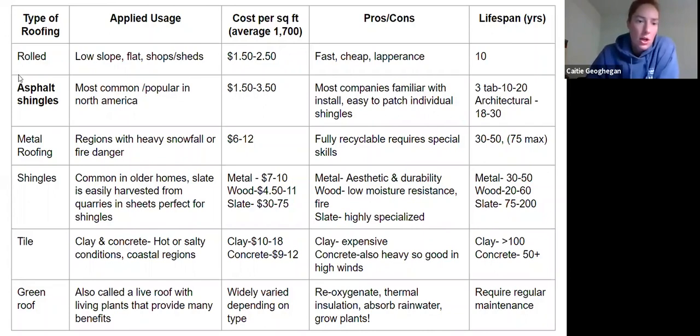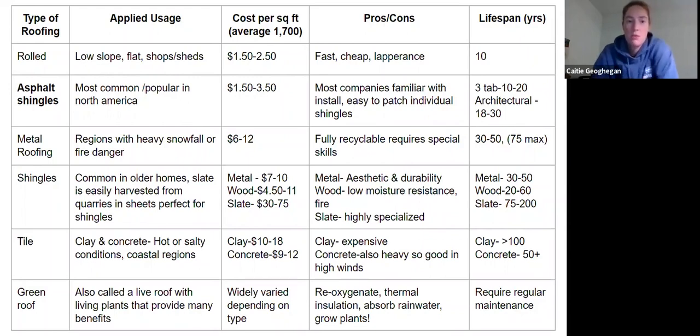So most commonly, we would be using these asphalt shingles over here. That's mostly what I'm going to be talking about tonight. That's the most common thing in North America to use, and it's also pretty cost effective. And there are two types of asphalt shingles, 3-tab and architectural shingles. I'm going to go into the differences between those on the next slide.